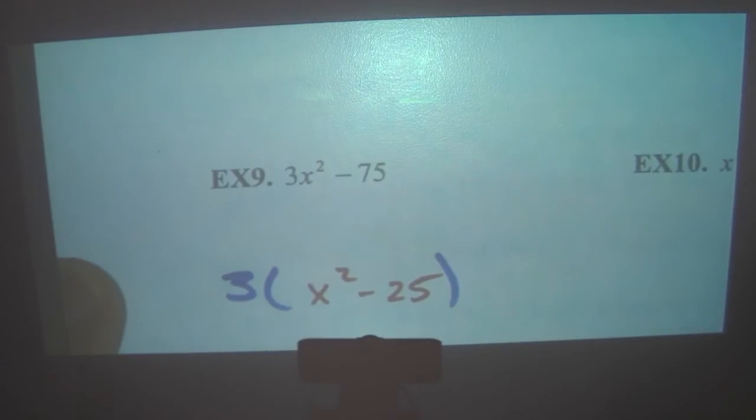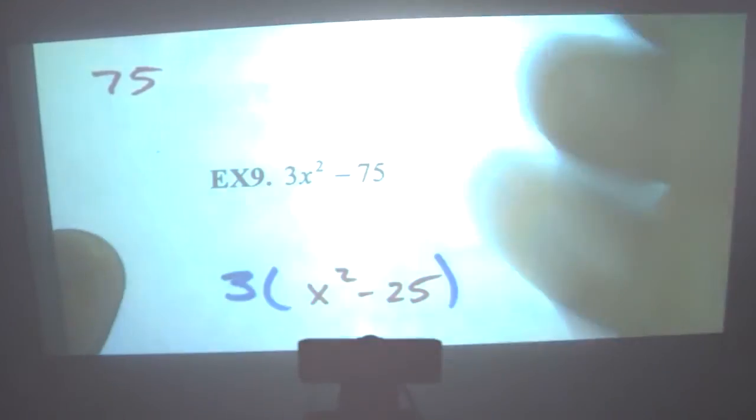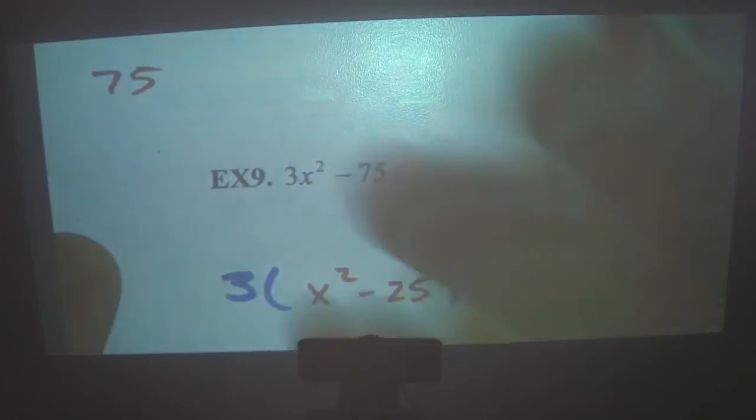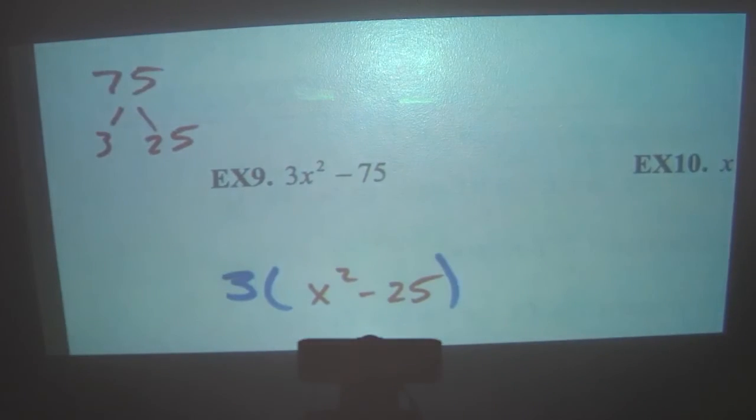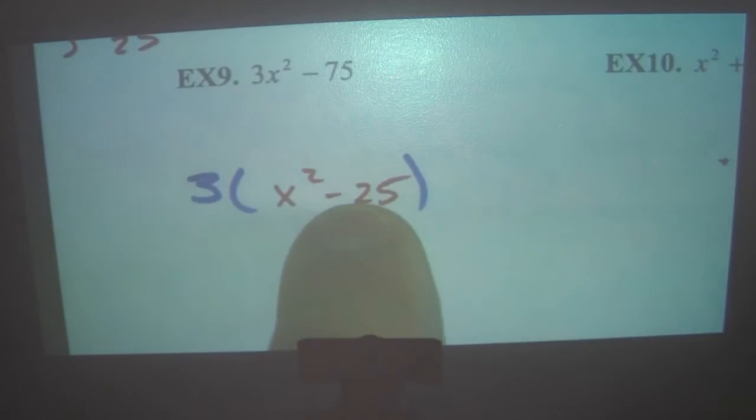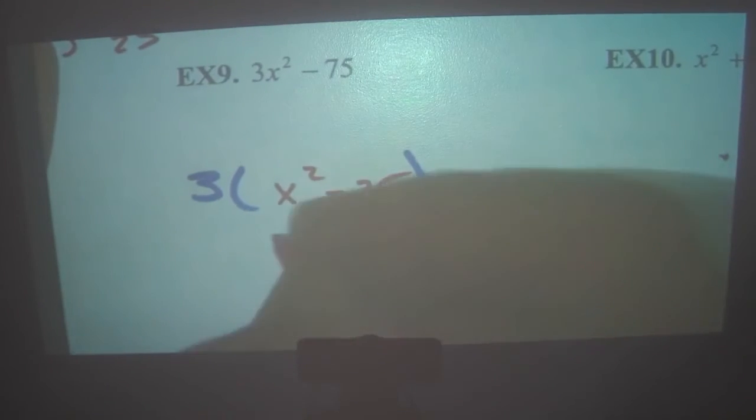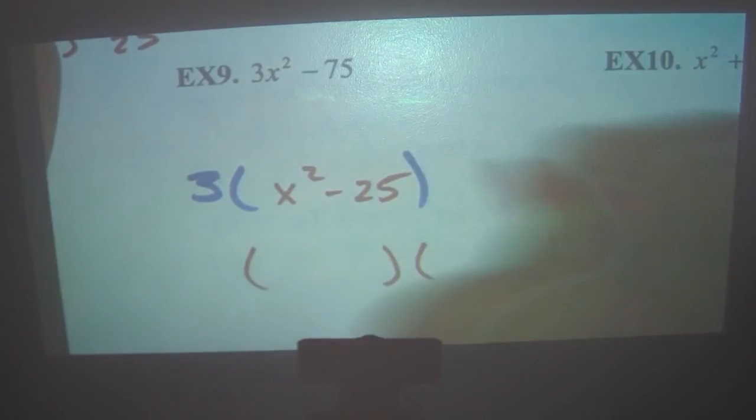Now, I'm going to kind of go off to the side. If I asked you to take prime factorization of 75 and you just did 3 and left me with 25, I'd say, whoa, you can break that down further. Same thing with this guy. This is what we call difference of squares. We can break this x squared minus 25 into 2 binomials.